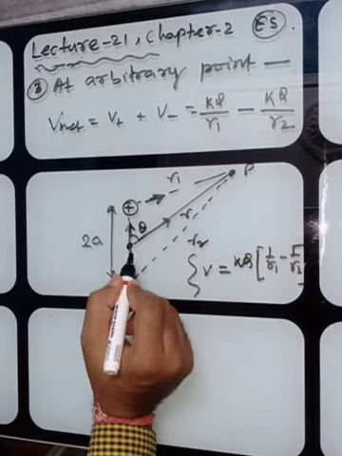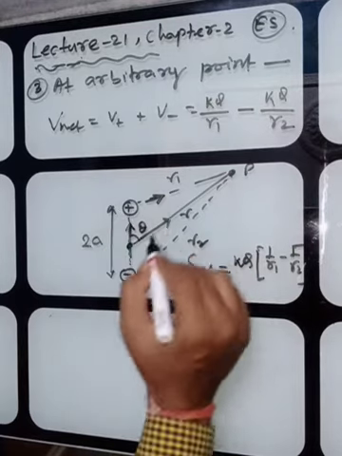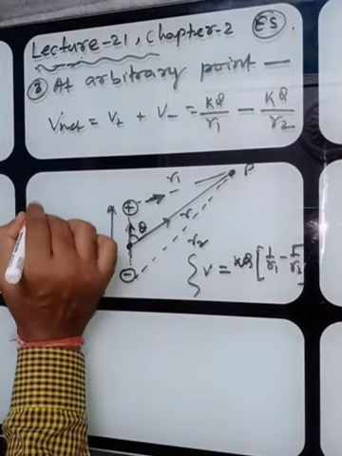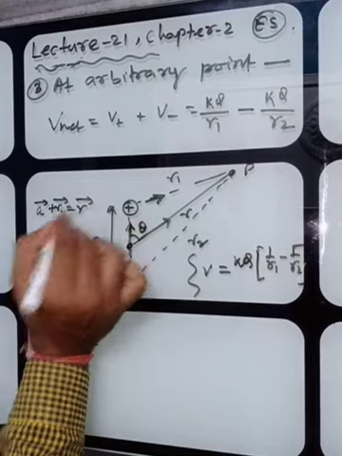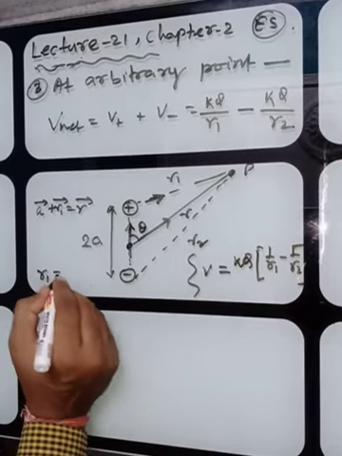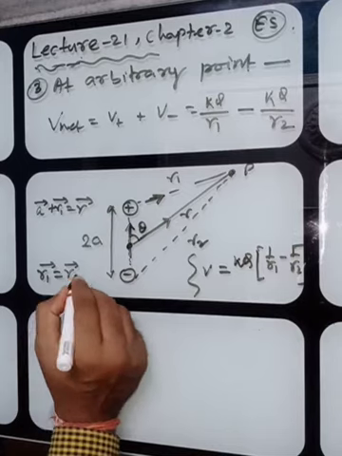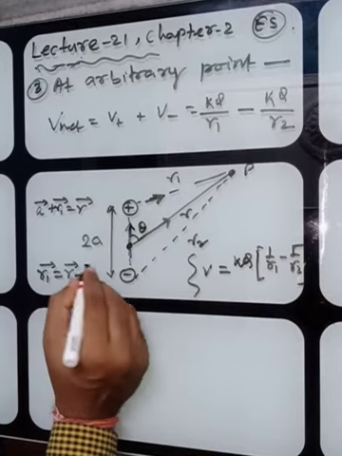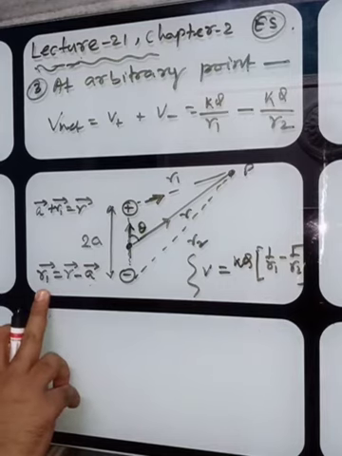Using triangle law, you can write this is A, this is a triangle, A plus R1 equals to R. Vector A plus R1 is equals to vector R. We have to find R1. So the vector R1 can be written as R minus A. Okay, now you have to find the magnitude of R1.